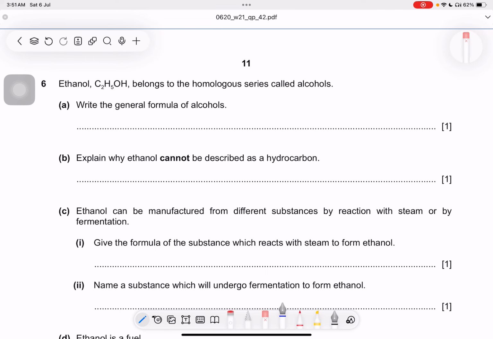Ethanol belongs to the homologous series called alcohols. Write the general formula of alcohols: CnH2n+1OH. All homologous series formulas should be on your fingertips. Explain why ethanol cannot be described as a hydrocarbon. It does not contain only hydrogen and carbon.